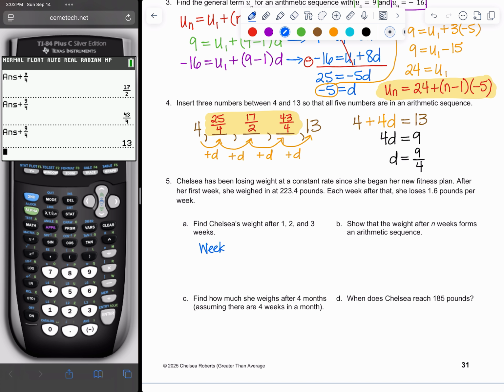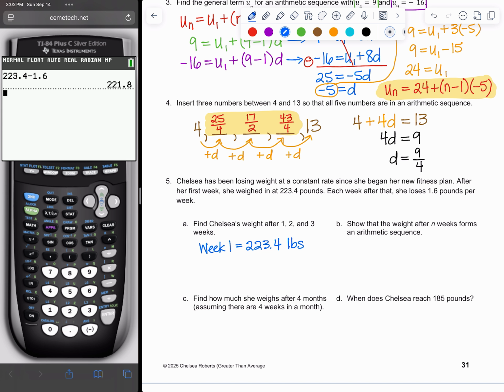So we know week 1, she weighed 223.4 pounds. So we're going to take 223.4 and we're going to subtract the 1.6 pounds that she loses every week, which means on week 2, she is going to be at 221.8 pounds, which then for week 3, she's going to subtract 1.6 more pounds. That's going to give her 220.2 pounds.